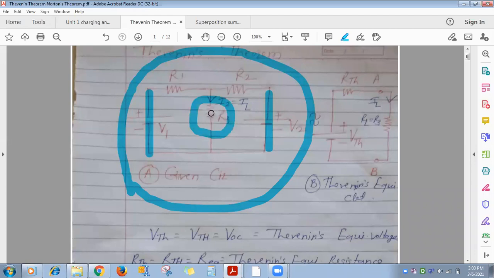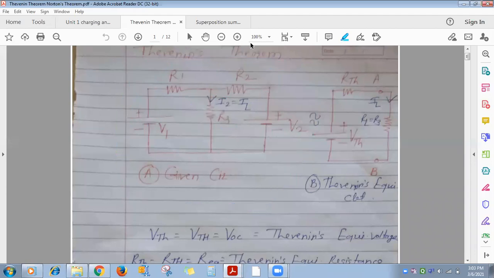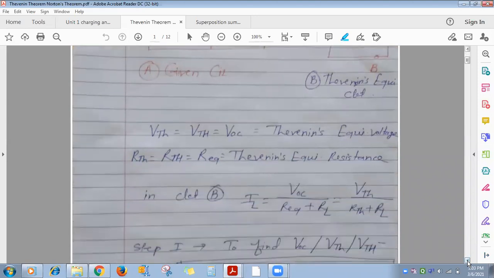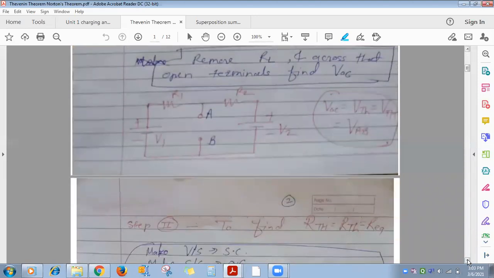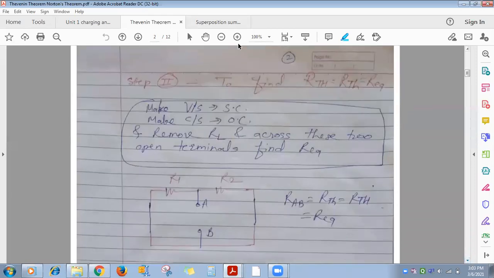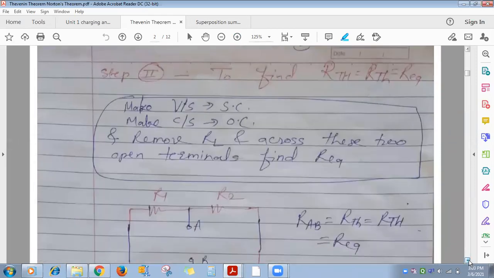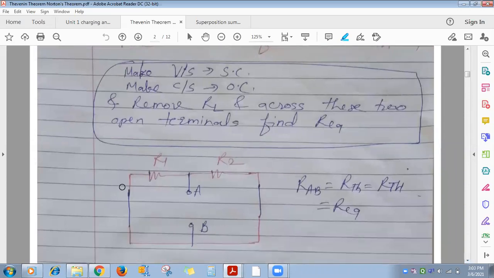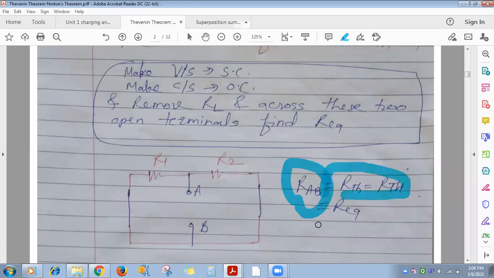And then across these two open terminals, find out the equivalent resistance. That will be Thevenin's equivalent resistance. See here, step 2, to find out Thevenin's equivalent resistance. V1 shorted, V2 also shorted, and load resistance was across A and B. In between A and B, that is also removed. Now across these two open terminals, across A and B, you have to find out the Thevenin's equivalent resistance.